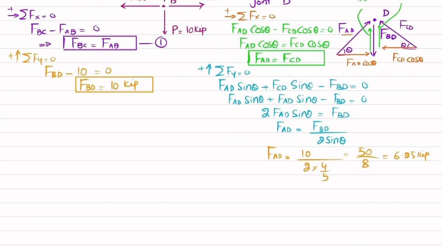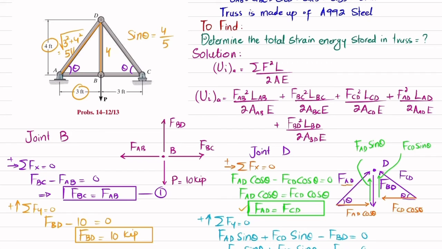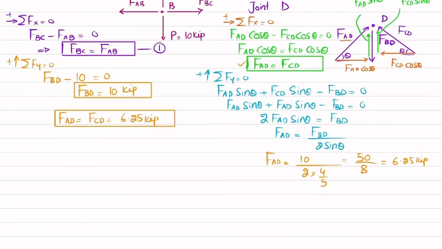Okay, since FAD is equal to FCD, we get that FAD is equal to FCD, and that is equal to 6.25 kip. Okay, so let's go back. This is FAD, this is FCD, and due to this load, these two members will be in compression. So I will write it over here, compression.